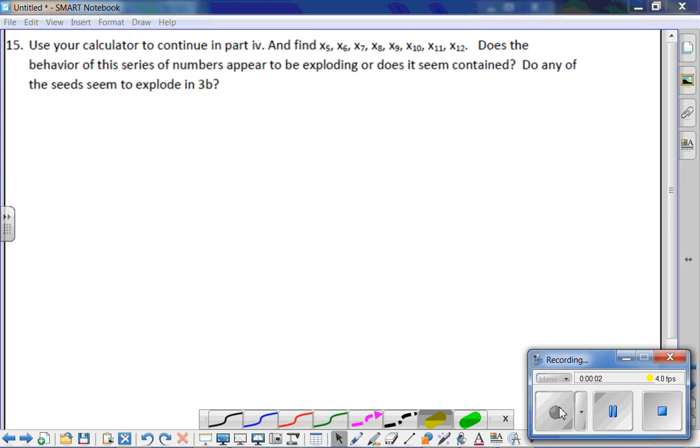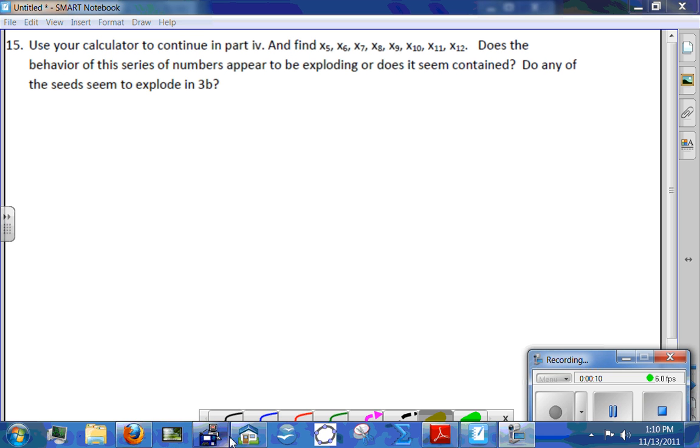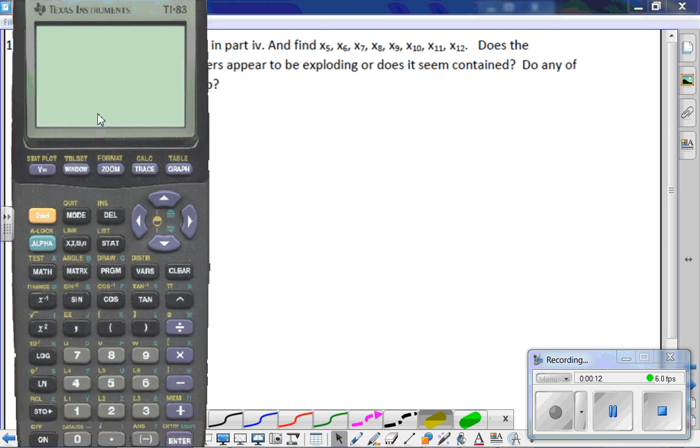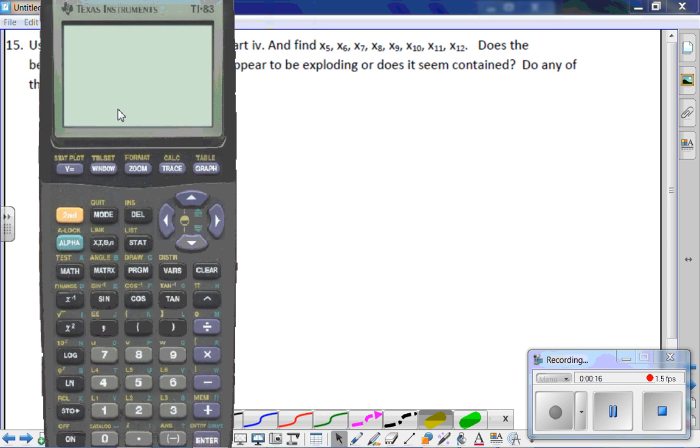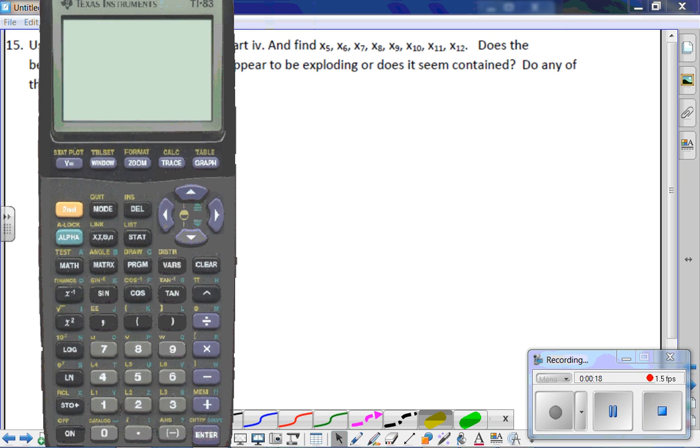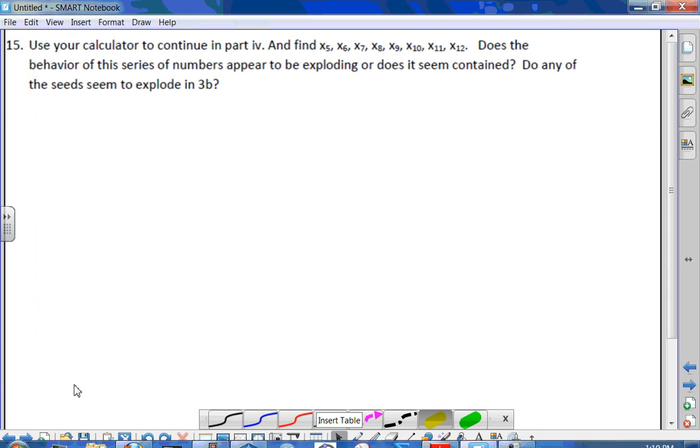All right, number 15 says use your calculator to continue in part 4. Now, for everybody who was there last class, I had a bunch of calculators I lent out, these kind, and we saw how these calculators can do recursion very conveniently for us. So let's go ahead and do part 4.